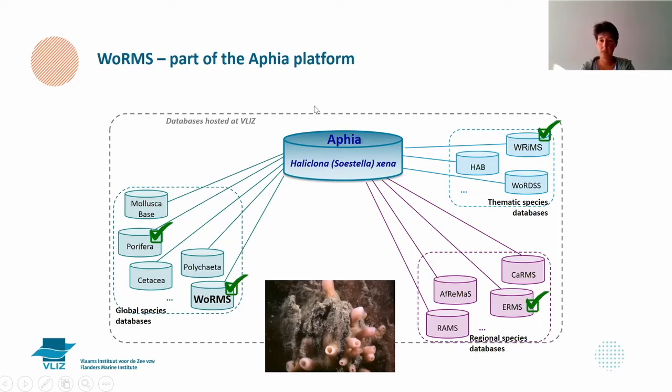Now, the key message of this is that everything happens on this level. So the database infrastructure, AFIA, captures all the information, and there's just different interfaces on top of AFIA that show you a World Register of Marine Species, a sponge database, an introduced register, and so on. And that is the key, only documenting your information once. So no duplication of efforts, just once.